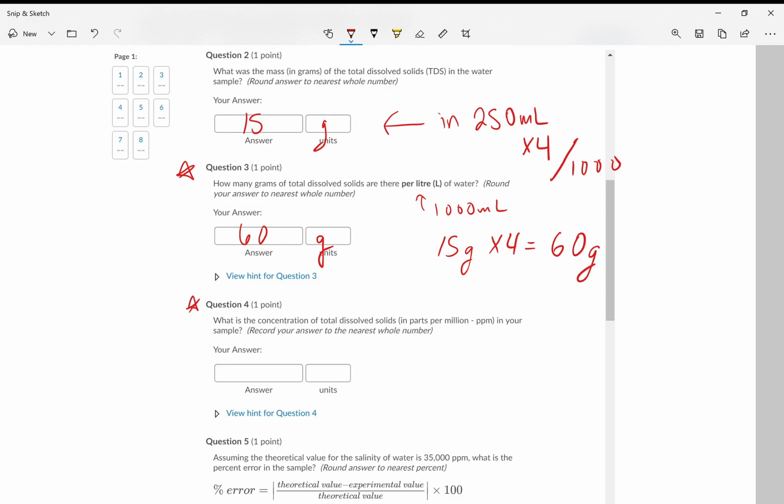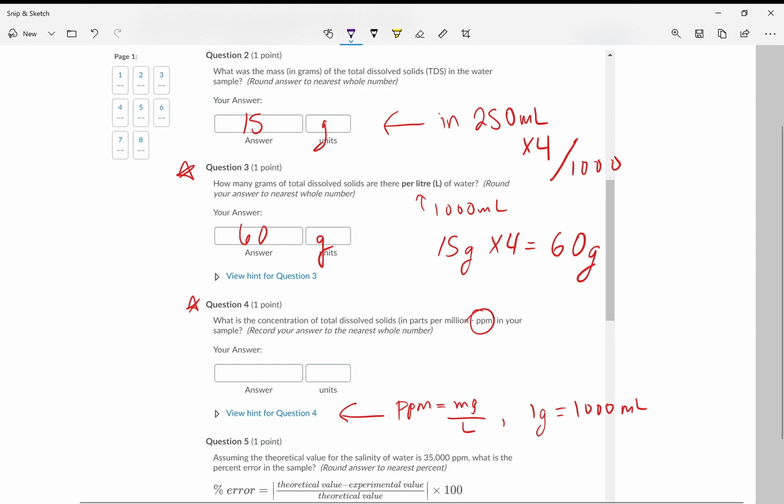Okay, on to question 4. What is the concentration of total dissolved solids in parts per million? Now, there's a few hints down here for question 4. The first hint is that parts per million is the same as milligrams per liter. And the second hint is that in 1 gram, there's 1,000 milligrams. So, I mean, you're pretty much there. The answer up in number 3, this is per 1 liter.